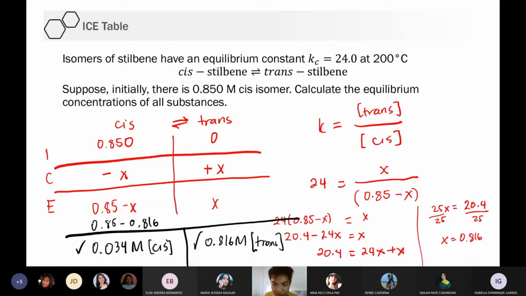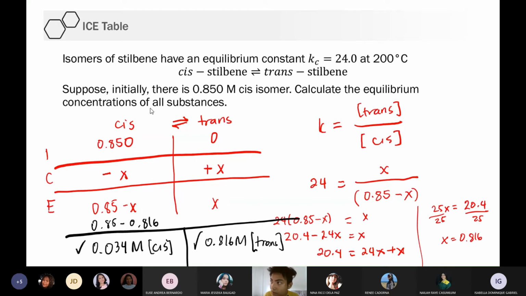Also, if you have coefficients, you have to multiply them to the value of x. So if there is a 2 here, say 2 cis, you put 2x. If there is a 3, you put 3x. Again, coefficients are multiplied with the value of x. For equilibrium, you're just going to add I and C. So just add them together.